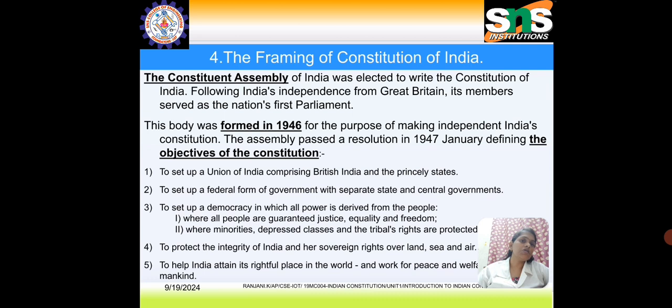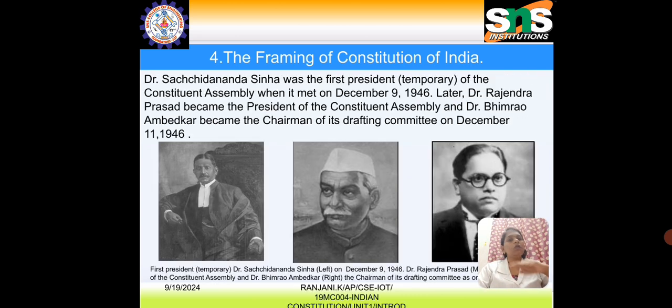objectives of this constitution, the constitution has been framed to protect each and every individual of the society. They have a rightful place in this world and work for the peace and also welfare of mankind. So let us see this diagram.